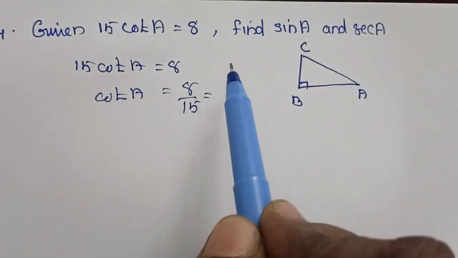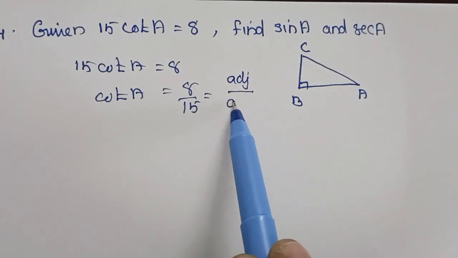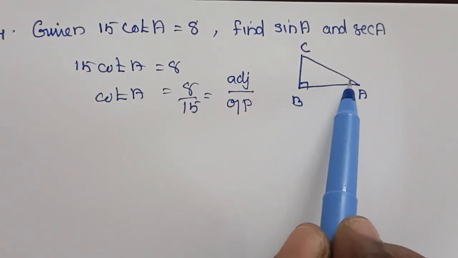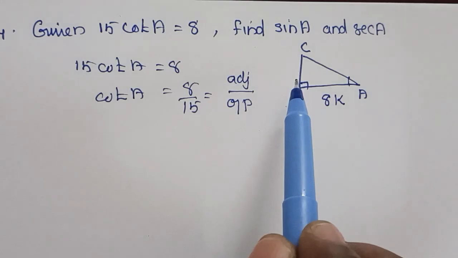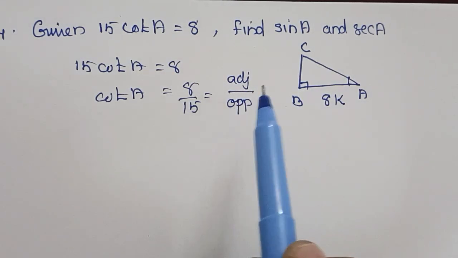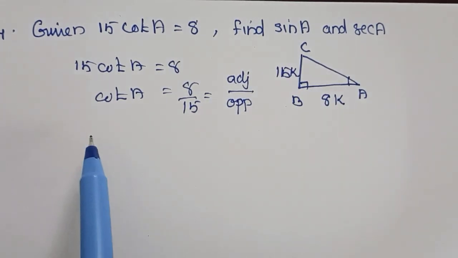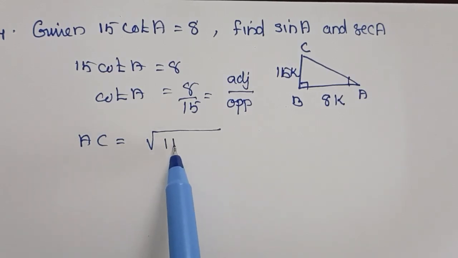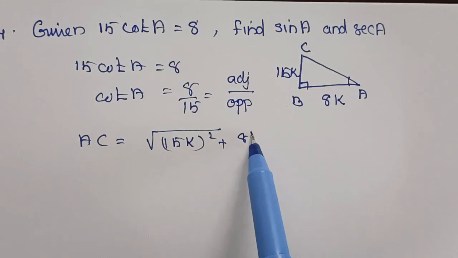But we know that cot is the reciprocal of tan, isn't it? Adjacent side by opposite side. Adjacent side of angle A means it is AB, so we can take it as 8k. And opposite side is BC, BC equal to 15k, some constant k. Now we have to find AC. AC equal to square root of 15k the whole square plus 8k the whole square, isn't it?